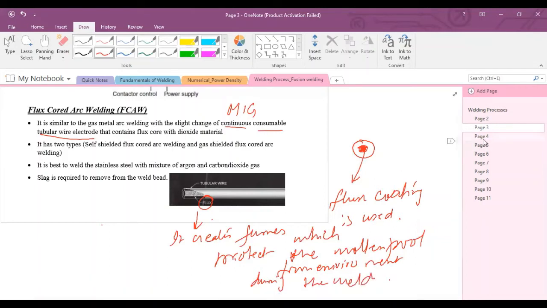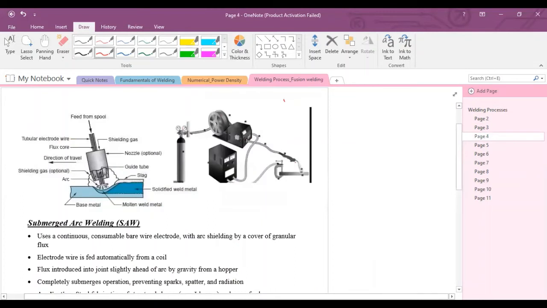In this process, there's one setup I will explain. There's one wire spool, and this consumable electrode wire is wound over the surface of the spool. It's just like a bobbin used in a sewing machine. This wire is fed into the torch. It has the same torch as in the MIG welding process. Flux core and MIG welding both have the same torch.